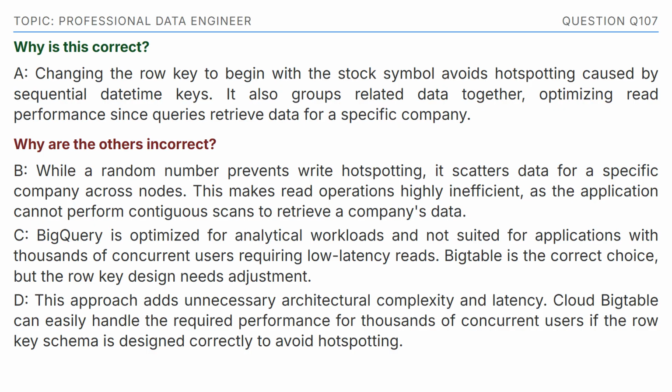C. BigQuery is optimized for analytical workloads and not suited for applications with thousands of concurrent users requiring low latency reads. Bigtable is the correct choice, but the row key design needs adjustment. D. This approach adds unnecessary architectural complexity and latency. Cloud Bigtable can easily handle the required performance for thousands of concurrent users if the row key schema is designed correctly to avoid hotspotting.